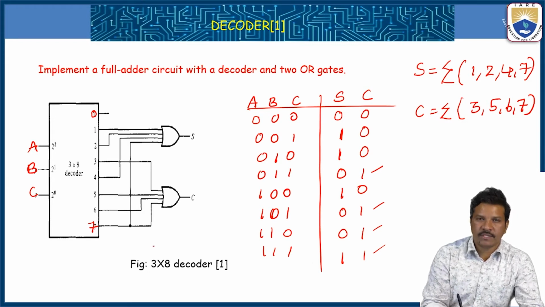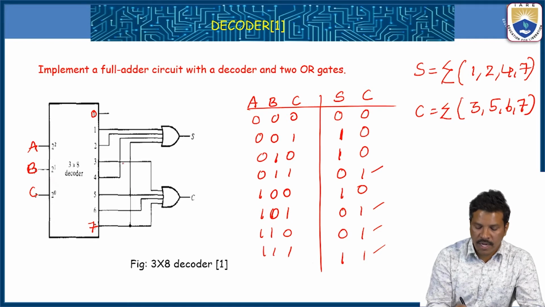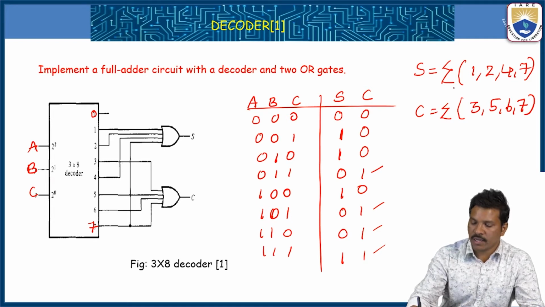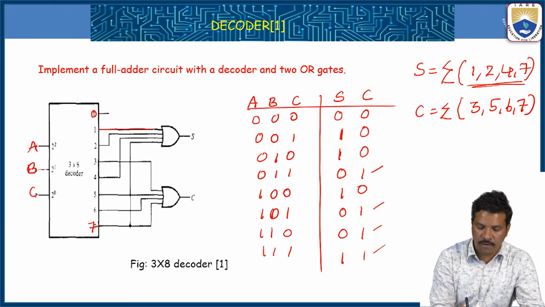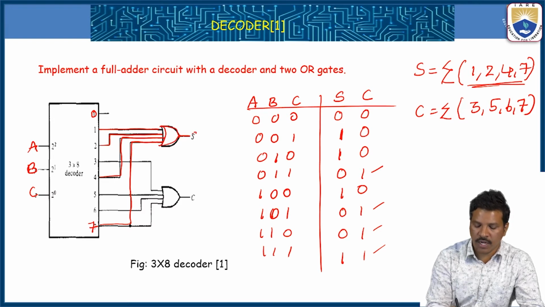0 to 7 minterms are there in the decoder output. By combining those corresponding minterms which are there in the sum expression, 1, 2, 4, 7, with the OR gate, summing together, you will get S. And if you combine 3, 5, 6, 7 with an OR gate, you will get C.